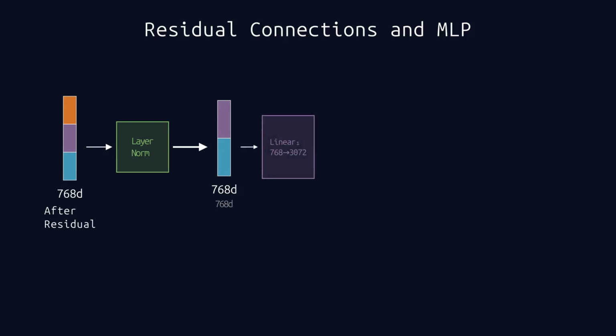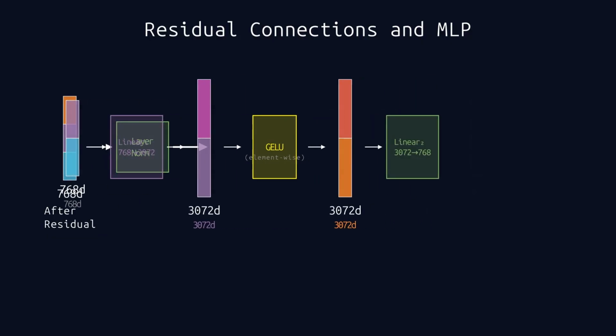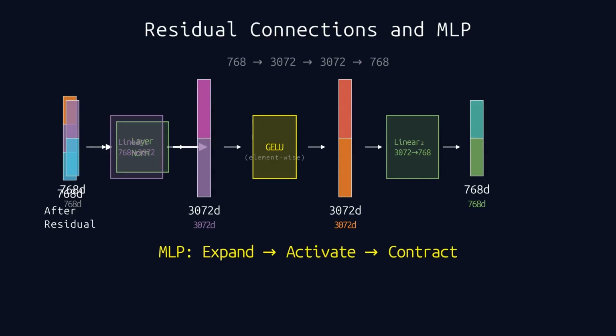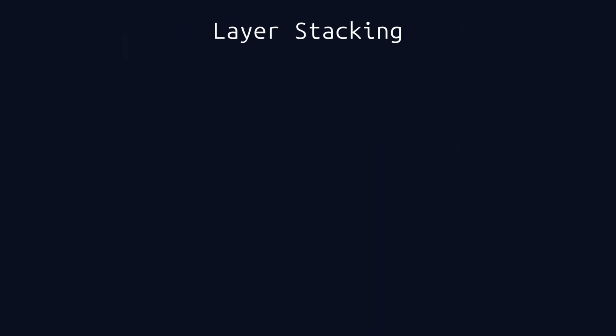The MLP expands the representation 4 times from 768 to 3072 dimensions, applies GELU activation for nonlinearity, then contracts back to 768. Each patch is processed independently here. While attention lets patches communicate, the MLP refines each patch's representation individually. Another residual connection, and we've completed one transformer block. Now we stack these blocks to build deeper understanding. Vision transformers typically use 12 layers, though some go much deeper.